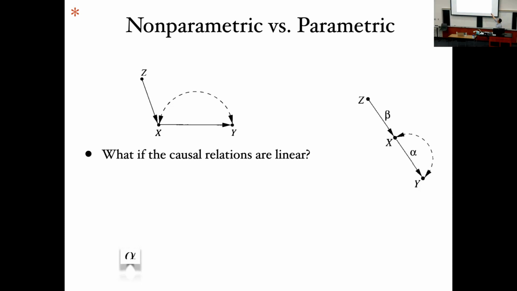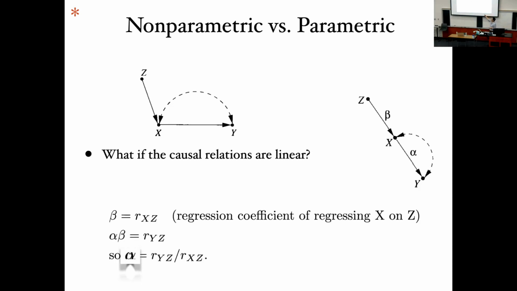And furthermore, you can estimate beta, because it's just a correlation between them, or you can do regression, and you can find beta. And then alpha is nothing but the ratio. So that means if you have parametric assumptions, you can go beyond the graphical criteria, because the search space is so much smaller, right?